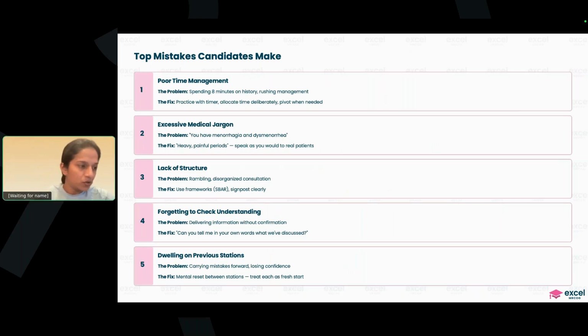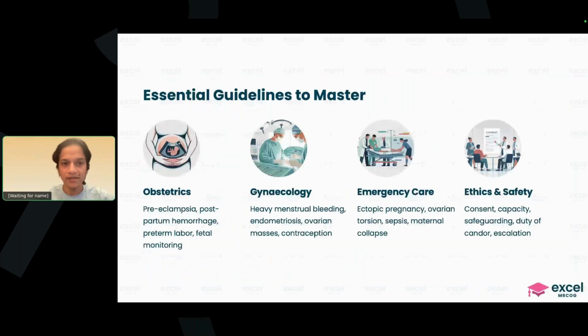So what are the various essential guidelines? We all know in obstetrics, preeclampsia is very important, postpartum hemorrhage, preterm labor, intrapartum monitoring. In gynecology, heavy menstrual bleeding is important. Since we have recent guidelines on endometriosis, you may have endometriosis questions, not so common, but you may have. Ovarian masses are quite common. Contraception and SRH are quite common. In emergencies, you'll have ectopic pregnancy, sepsis. Sepsis is asked in almost every exam. Preeclampsia is asked every exam in labor ward stations. Collapse is also important. So highlight these important topics.